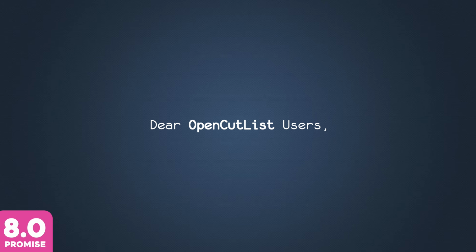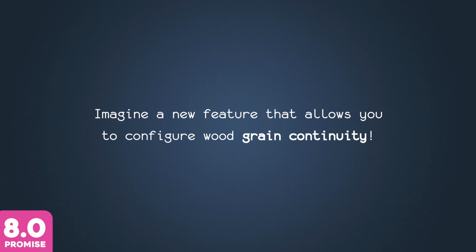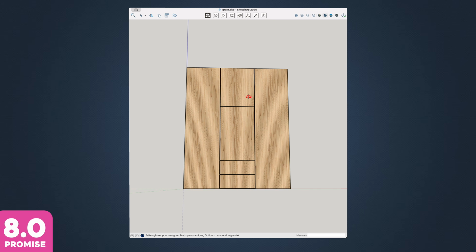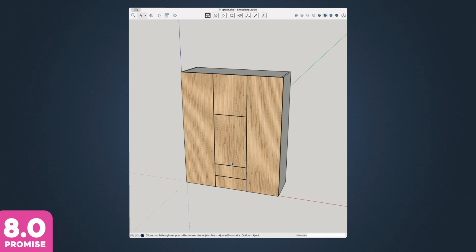Dear OpenCutList users, imagine a new feature that allows you to configure wood grain continuity. Let's consider this closet, where the doors are made from paneling with a wood grain.